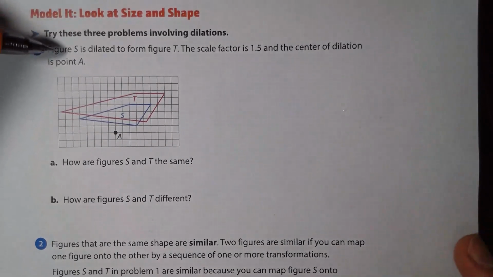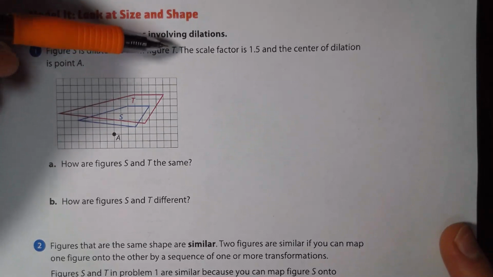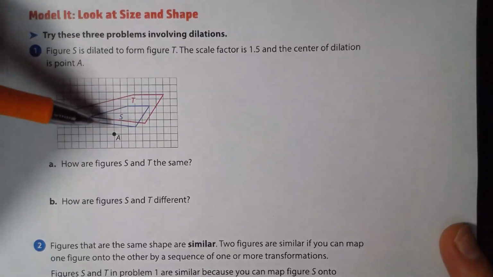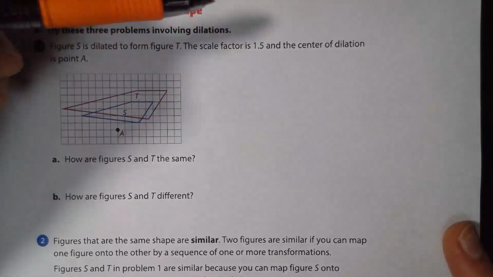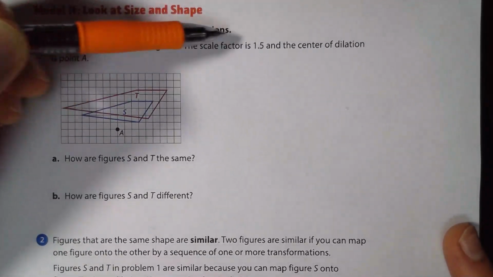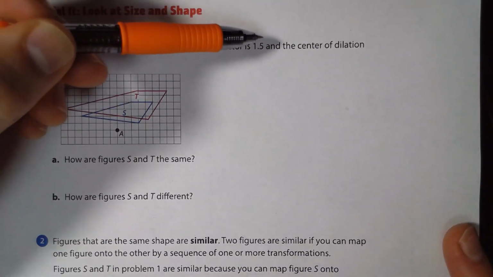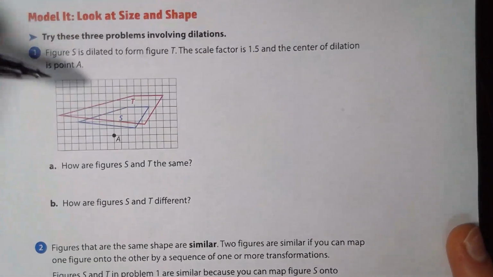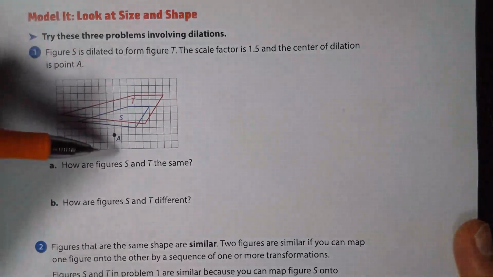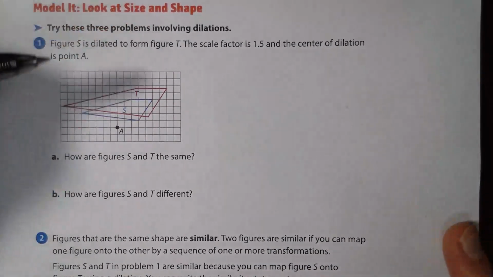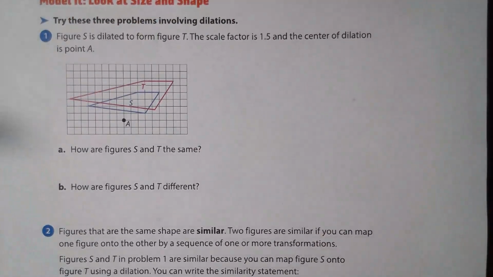So this says figure S here in blue is dilated to form figure T. So we started with figure S, that's our pre-image. T is our image. The scale factor here is 1.5. We talked about that in last lesson, scale factor, and we're going to talk about it a lot more here today. And the center of dilation is point A. So everything is expanded out from point A. So here's the question. How are figures S and T the same?